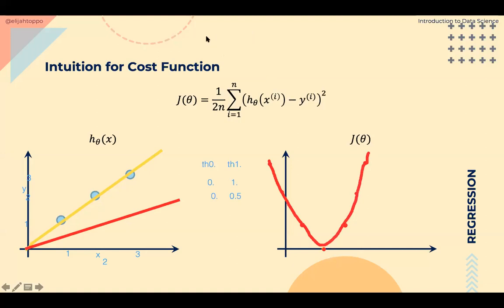Now, this curve is very important because it gives us the relationship of the cost with respect to the different values of theta. Different values of theta will give us different models. Different models will give us different costs. And now we have a measure of seeing which model is good or which model is bad by looking at its cost. So I hope this has made some sense to you guys.